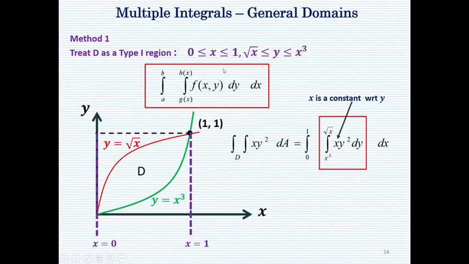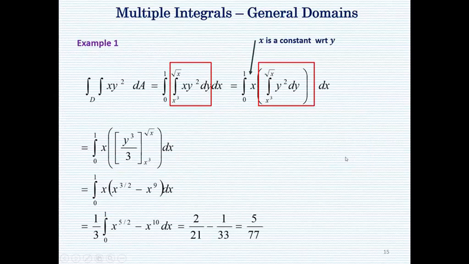So the formula is given in the box. We will now integrate the function with respect to y first. Notice that x is actually a constant with respect to y. So obviously the next step is to move x out of the integral. And we integrate y squared with respect to y. That's pretty easy. It will give us y cubed divided by 3. And we substitute the integration limits to get a function of x. And further integration will give us the final answer of 5 over 77.